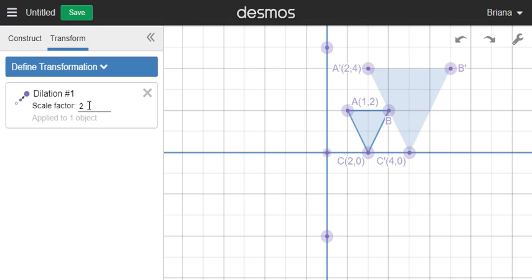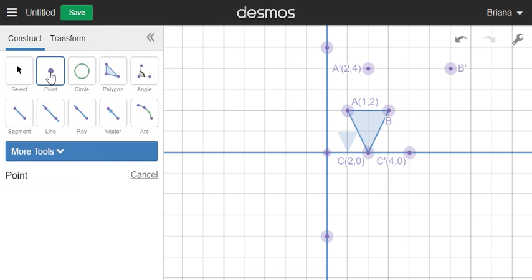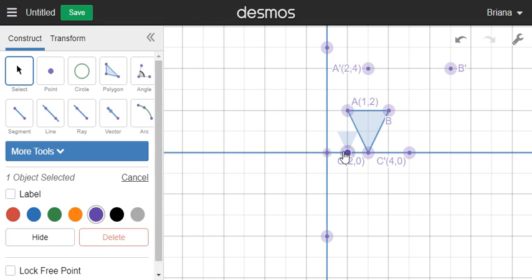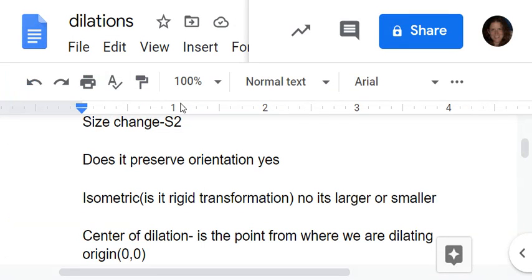Now I could make another dilation, or I could change this one to have it be 0.5. And if we look right there, that's half the size of this one. Instead of C being at 2, 0, it's right there, that point right there. This point is C prime, but it is 1, 0. It is half as big. It has half the distance for it. So those are just some examples of different dilations.